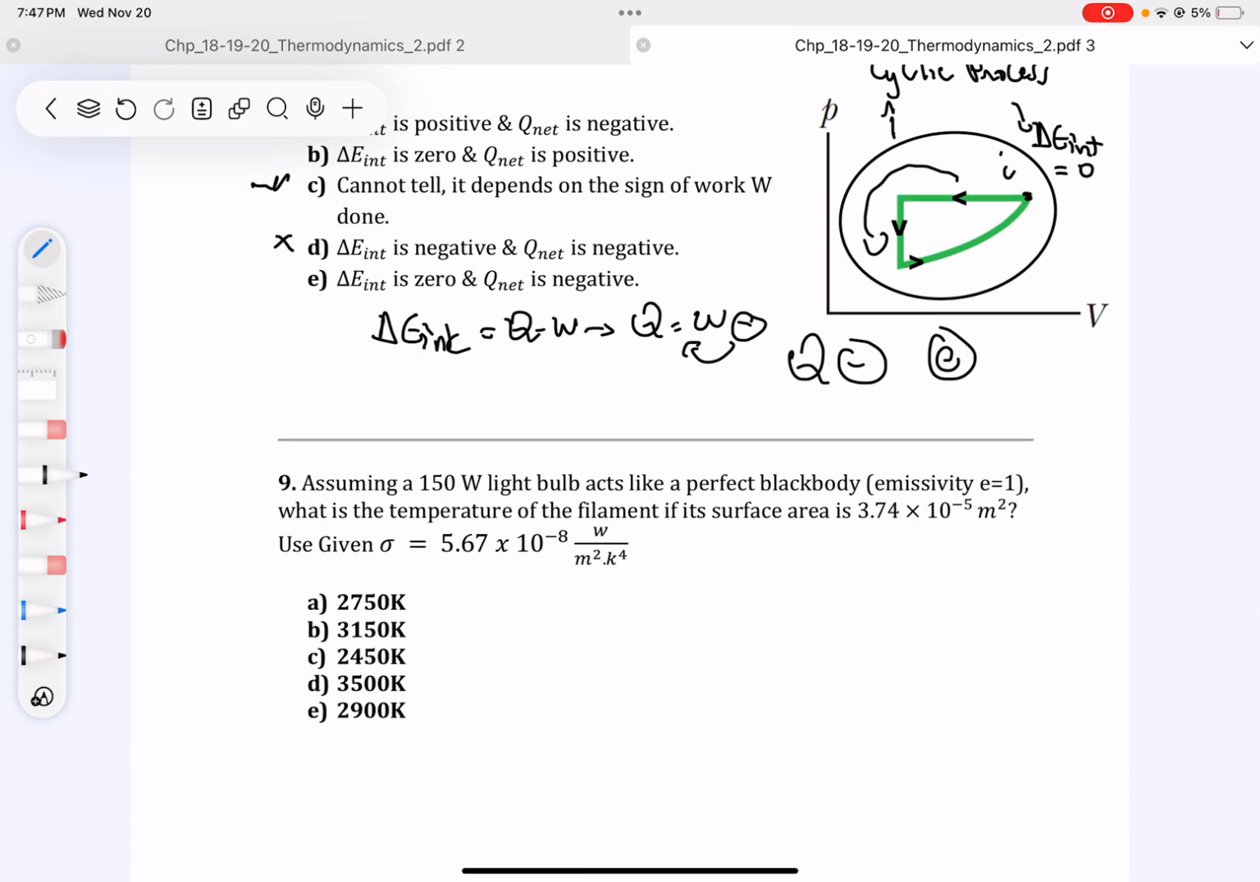Okay, let's continue from here. Assuming a 150 watt light bulb acts like a perfect black body, emissivity E equal to 1. What is the temperature of the filament if its surface area is 3.74 times 10 to the power of minus 5 meters squared? Okay. Here they must say that it's the maximum temperature, because we can have in some pieces of this filament a minimum temperature, a temperature less than T max.